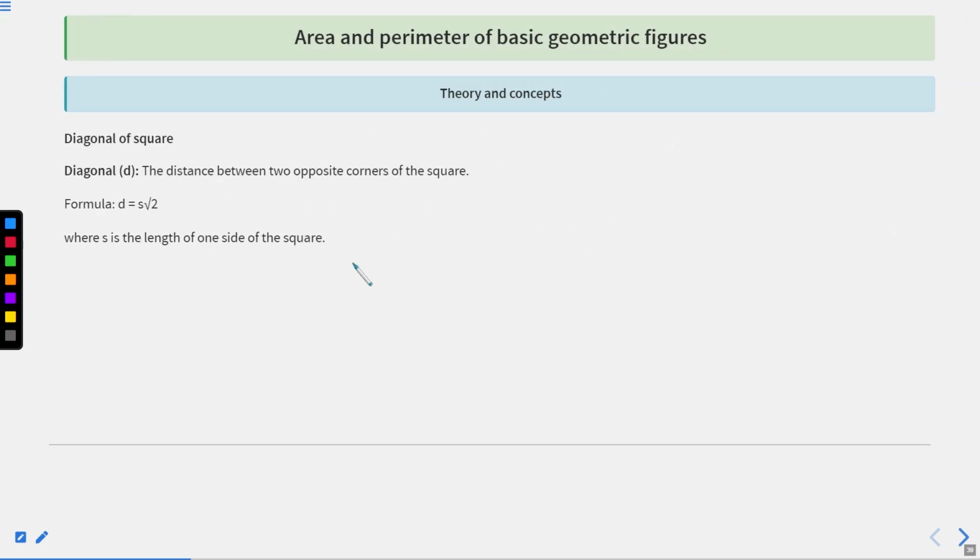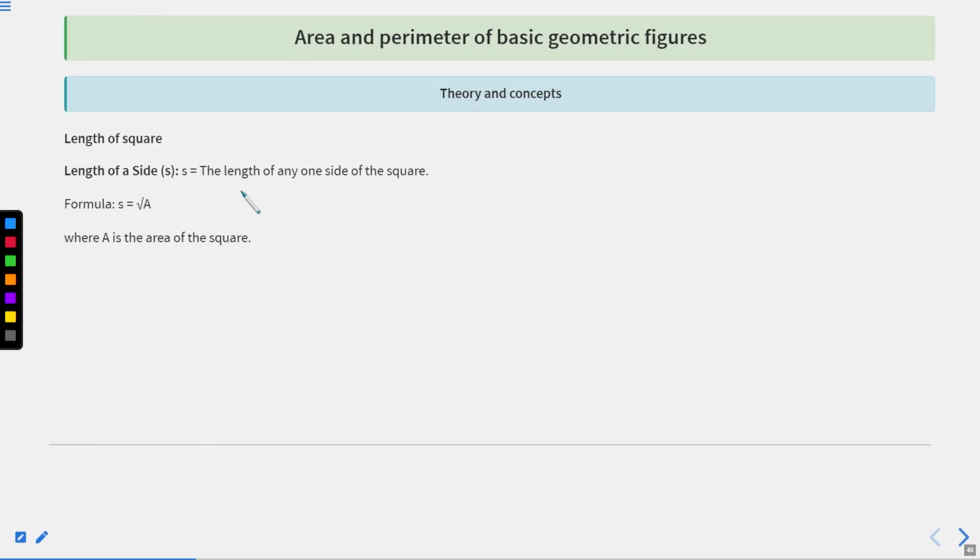Diagonal of a square. The distance between two opposite corners of a square is given by d equal to s under root 2. So if this is your square, it more look like rectangle, but let us consider it square. So this diagonal, the length of this diagonal, if one of the sides is known to me, all other sides will be same. So if this is s, then this length is given by s under root 2.